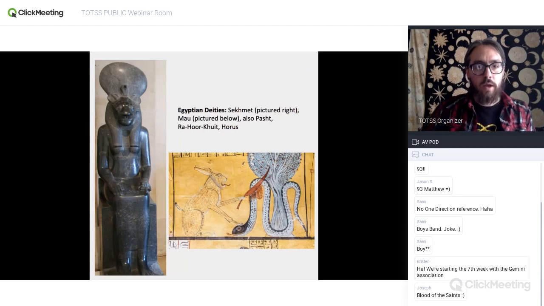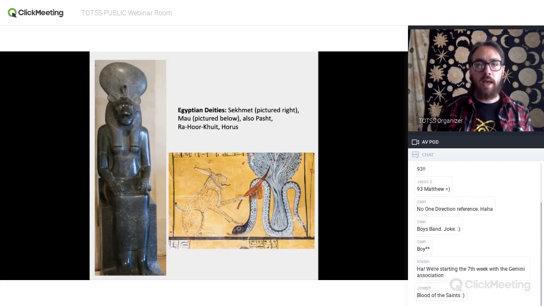All right, so we've got a few different Egyptian deities here. We've got Sekhmet, who I've pictured on the left, not on the right. I think I'd rearranged the slide there. But yeah, that's Sekhmet on the left. She's a lion-headed goddess, also solar. She's a warrior goddess. We've also got a few.